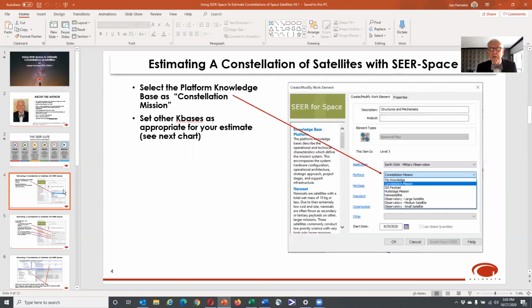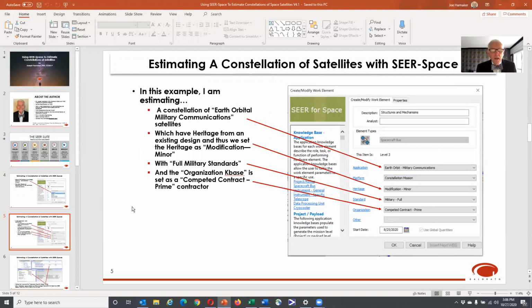The first step in estimating a constellation of satellites with SEER Space is to set the platform knowledge base for a constellation mission. You can see in the screenshot that there are a number of other possibilities, but today we're going to use constellation mission. What that does is it sets some of the knowledge base parameters for you in a way that's appropriate for estimating a constellation of satellites. We'll be setting other knowledge bases on a subsequent chart here.